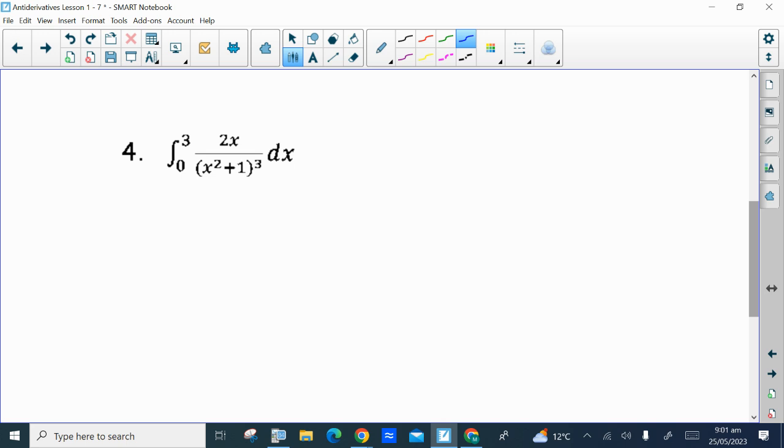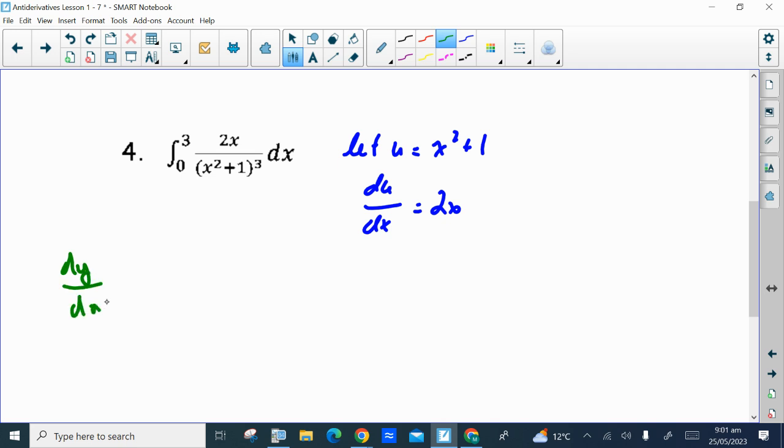All right, this last one we have to do by method of substitution. We can't simplify. So remember how that works. We let u equal the more complicated expression, which in this case would be x squared plus 1. Then du by dx will equal 2x. And we have that derivative statement: dy by du equals dy by dx divided by du by dx.